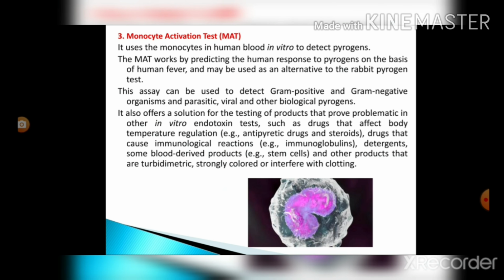It also offers a solution for the testing of products that prove problematic in temperature regulation. Example, antipyretic drugs and steroids. Drugs that cause immunologic reactions, for example immunoglobulins. Detergents. Some blood-derived products, for example stem cells. And other products that are turbidimetric, strongly colored, or interfere with clotting.